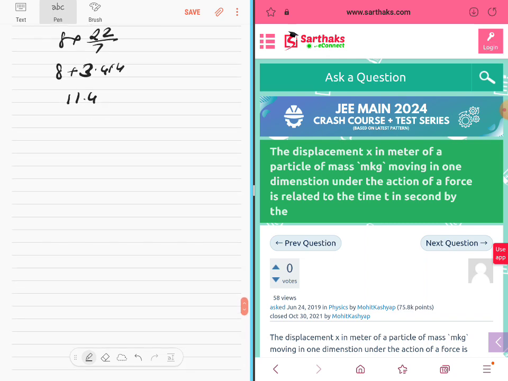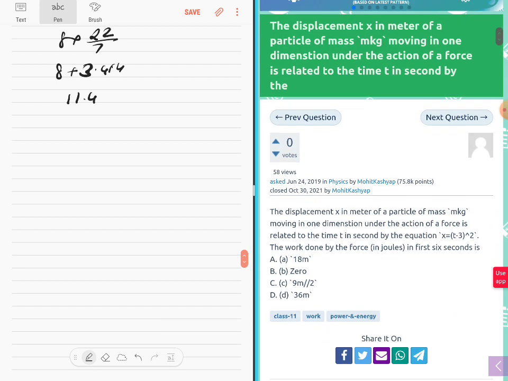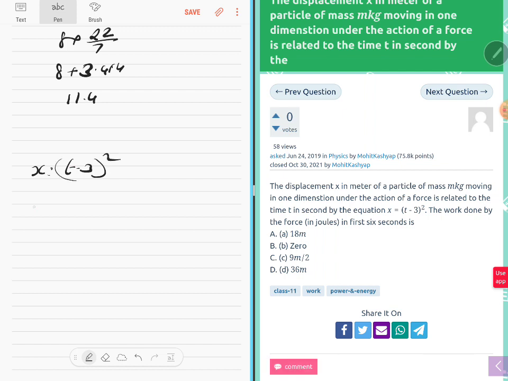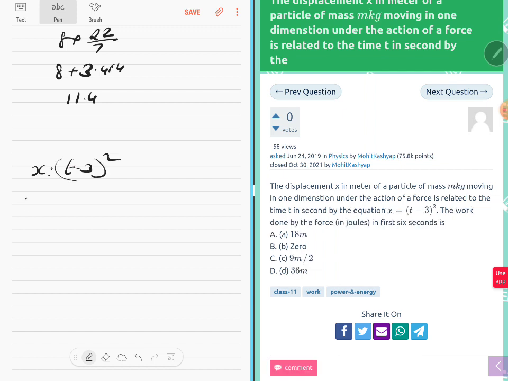The displacement x in meters of a particle of mass m kg moving in one dimension under the action of a force is related to time. Okay, let me see this. They have given the displacement as a function of t minus 3 the whole square, with which you can find velocity. The velocity is the differentiation of this, 2 into t minus 3 whole to the power 1. You can find acceleration, which is 2 meter per second square.